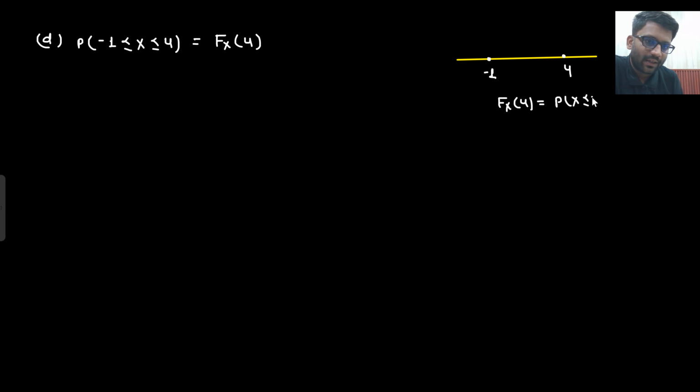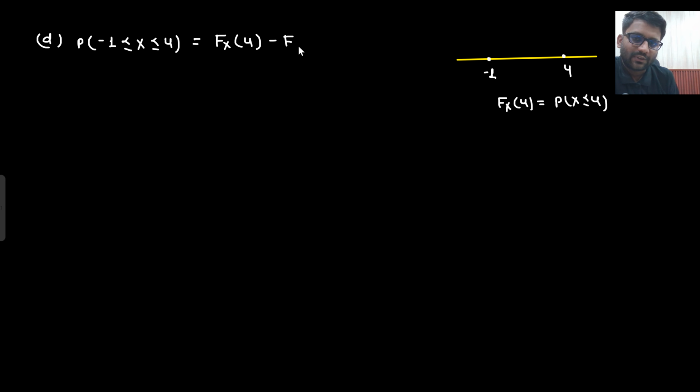So minus 1 to 4, right? Basically, you need 4 as well this time and you need minus 1 as well. You need both of them. So if I am writing Fx of 4, what is Fx of 4 saying? That it will include 4. So yeah, our job is done. Including the 4, our job is done.